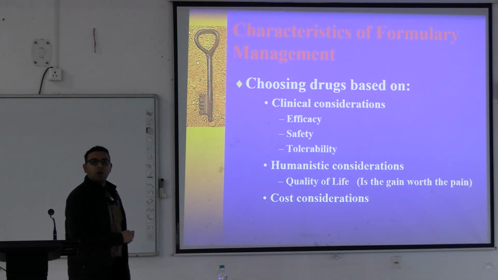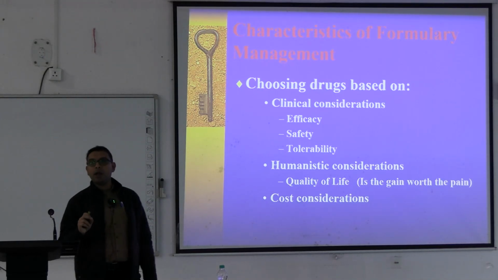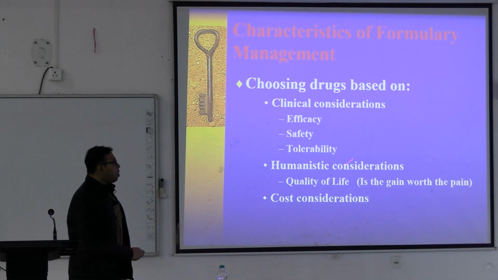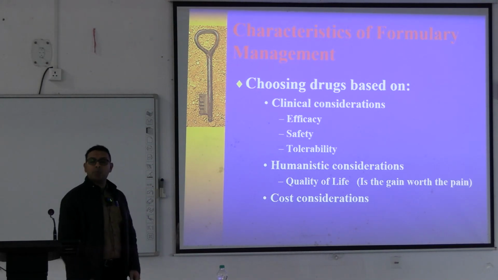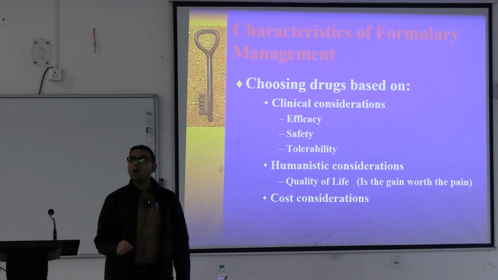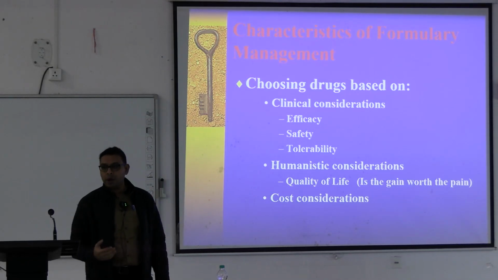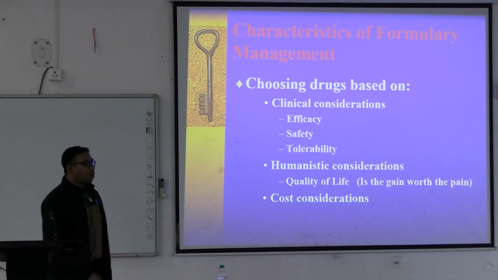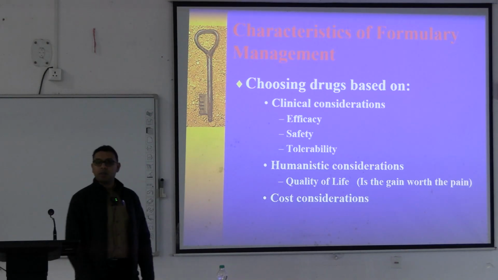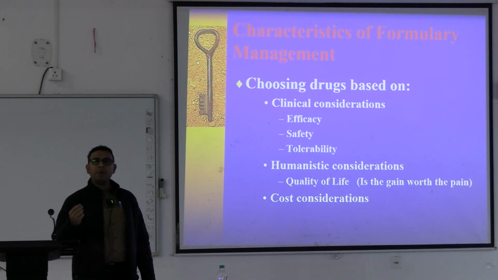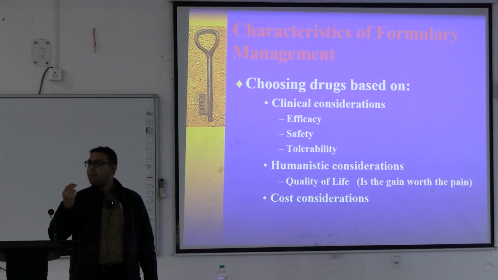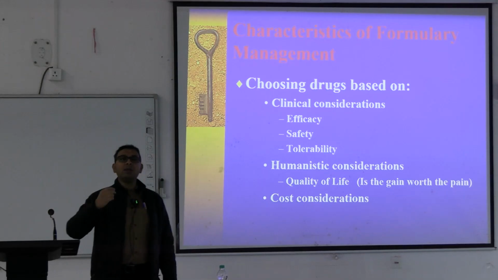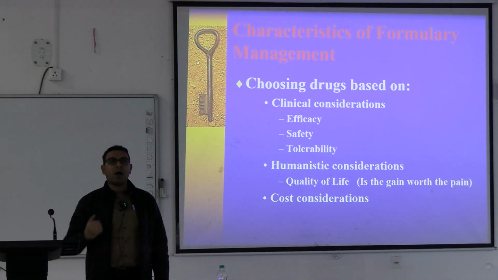But this is not the only thing that should determine how to choose a drug or a health service, whatever it may be. There is another thing: the humanistic outcomes, whether that pharmaceutical product or health service improves the quality of life of those patients or not. That is also important. And lastly the cost considerations, because there may be some improvement or some advantage of drug A over drug B, but drug A is very much costlier than drug B.